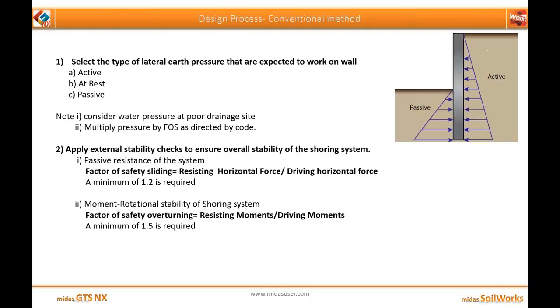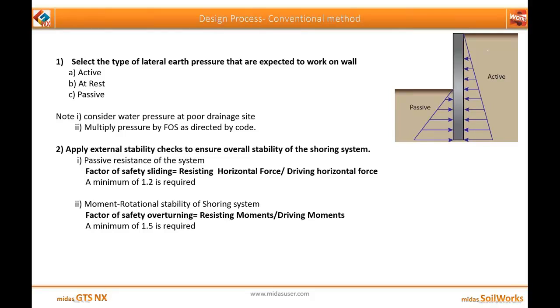Now, the design process or the conventional method. Now, first of all, we need to select the type of lateral earth pressure that is expected to work on the wall. It could be active pressure, passive pressure or at rest. Now, one also needs to consider the water pressure in case of a poor drainage site, and one should multiply the pressure by a factor of safety as directed by code to consider the same.